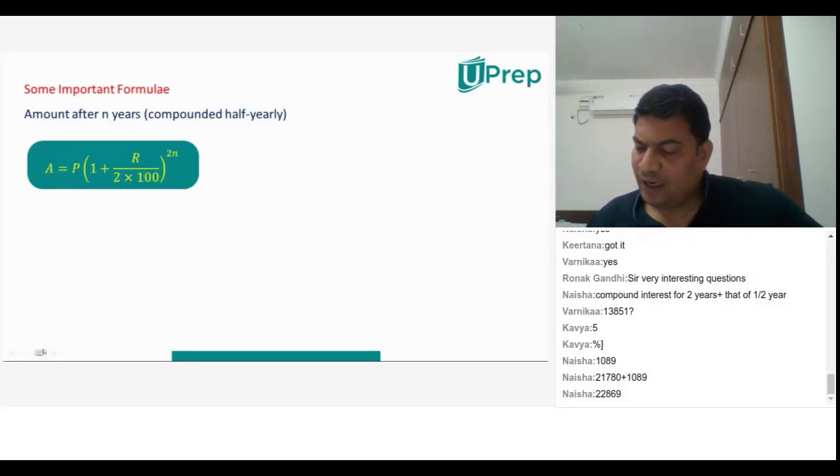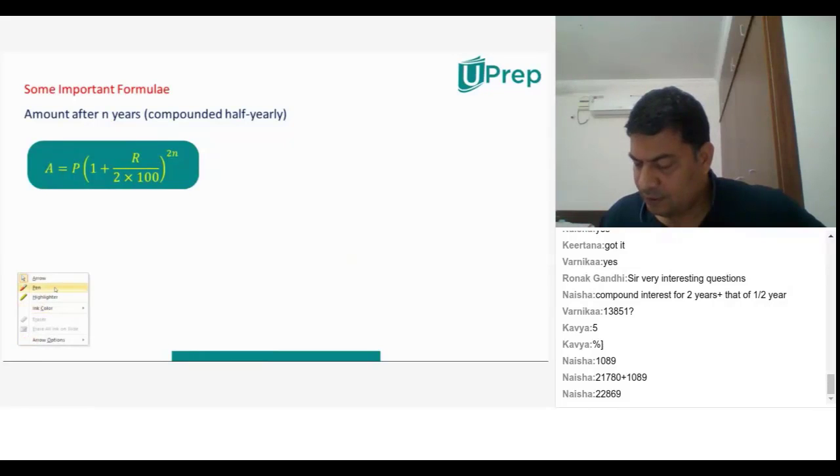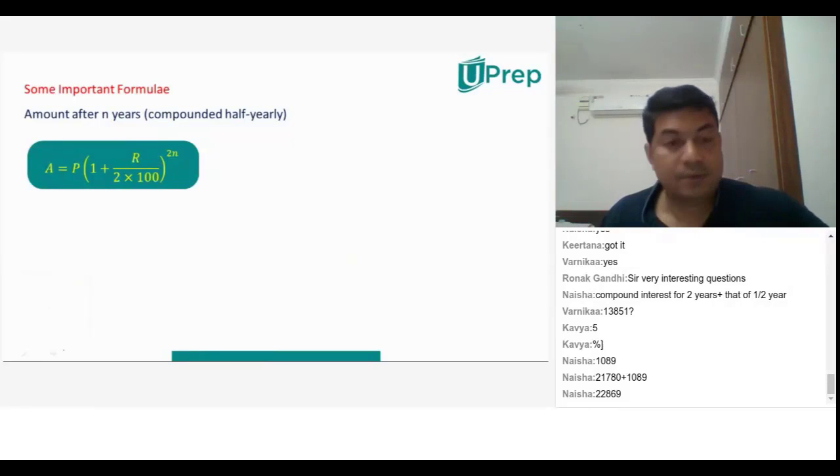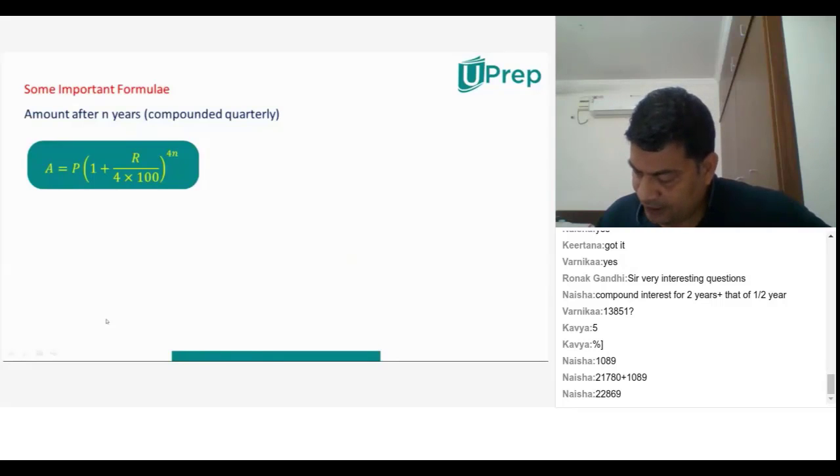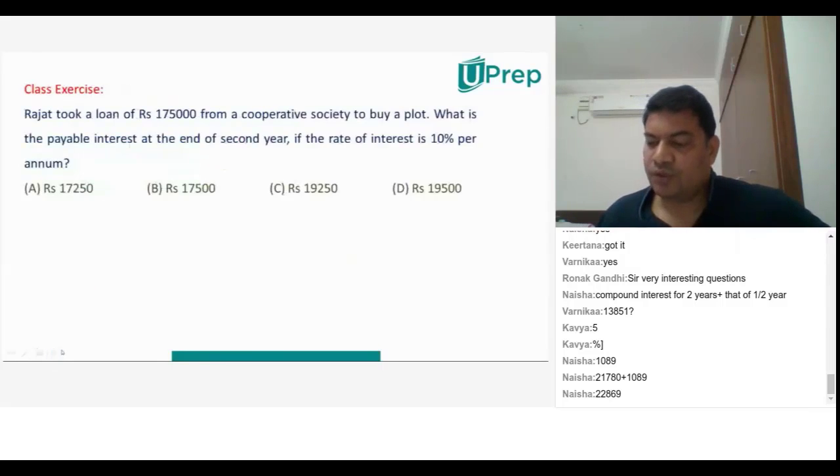These formulae we have already learned. Amount after n years compounded half yearly: if it is half yearly, you know, r by 2 whole to the power of 2n. We already did this. Did we do this? Yes, sir. Did we learn this? Yes, we learned this. Chalo, solve this.